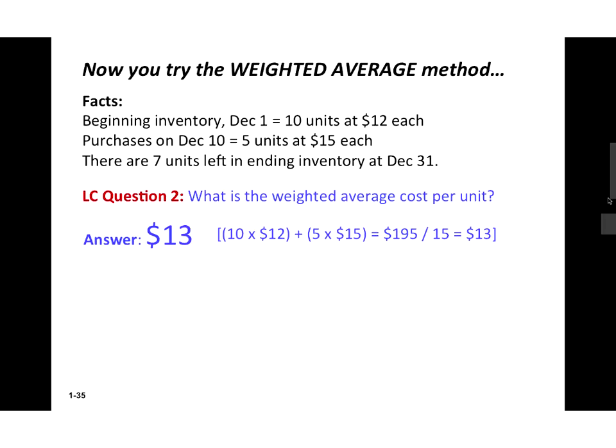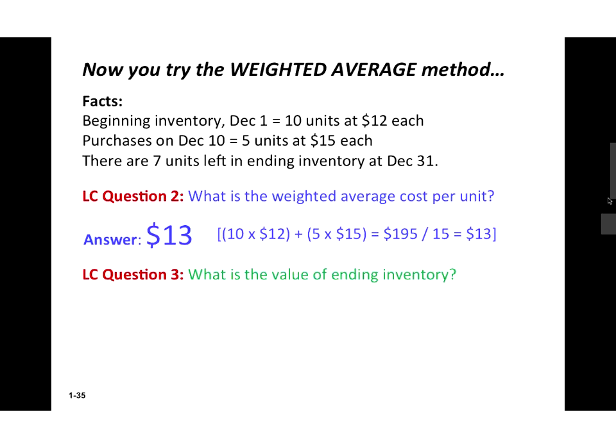The 15 is the 10 units plus the 5, and the 195 is the 10 units of beginning inventory at $12 each, plus the purchases of 5 units at 15. So 195 divided by 15 gives us a weighted average cost per unit of 13. Again, in your notes, a heads up: you need that 13 for the next question. The next question coming up, before I push it out to everyone, is what's the value of ending inventory?